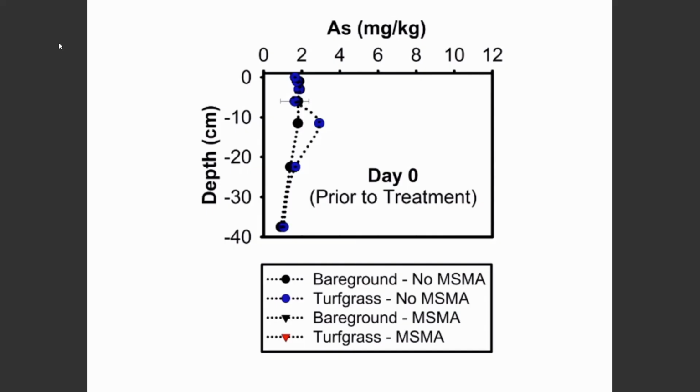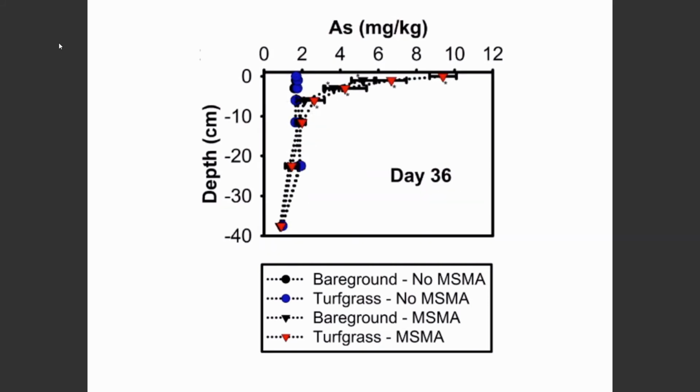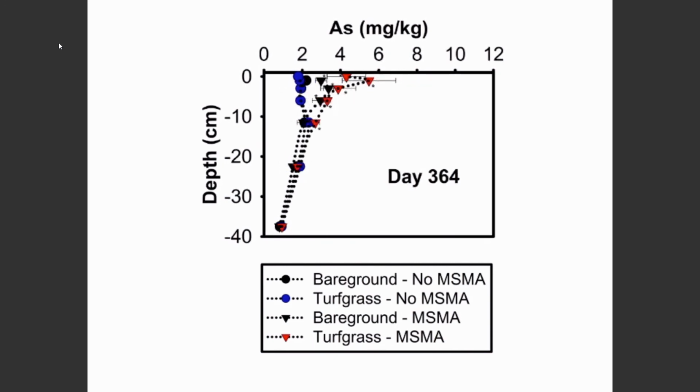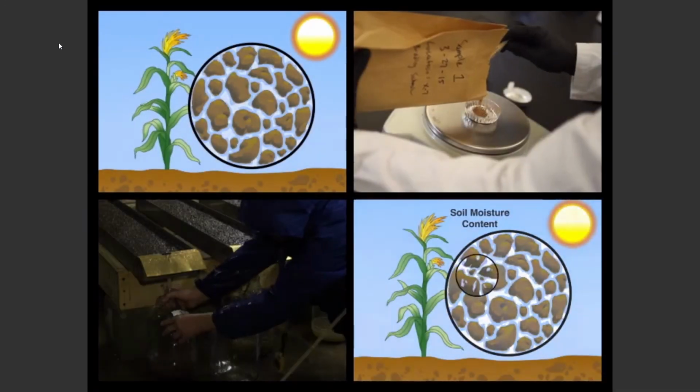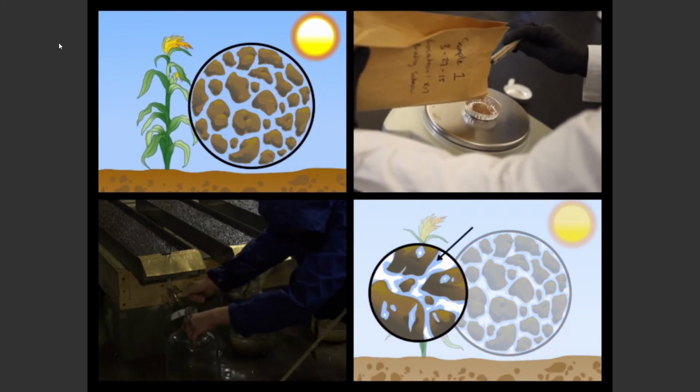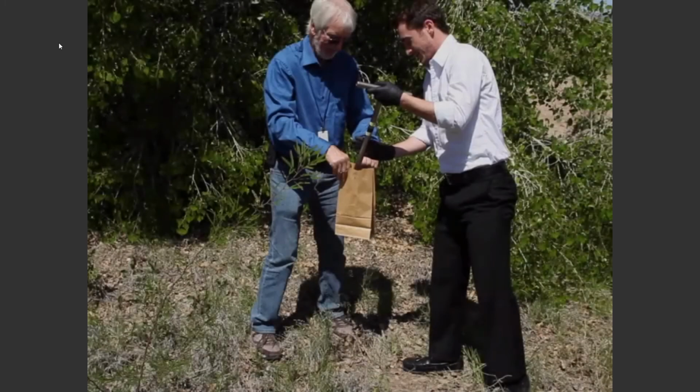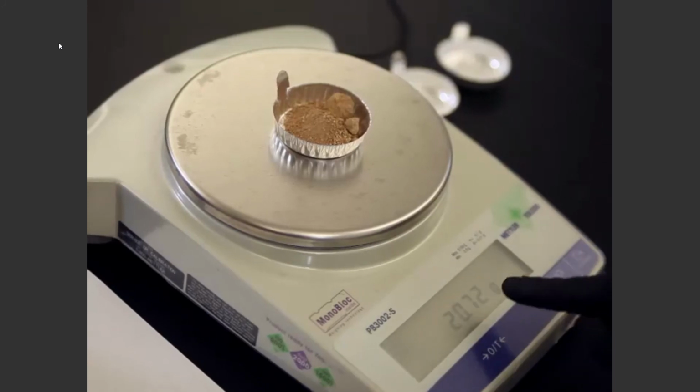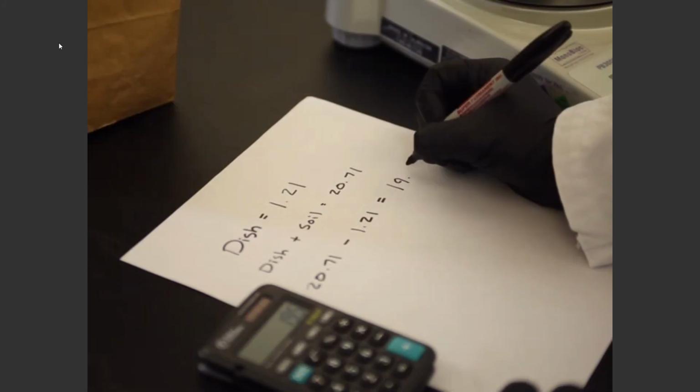The results demonstrated that the concentration of the herbicide monosodium methyl arsenate, or MSMA, was the highest in the top 2 centimeters of soil. You've just watched Jove's introduction to soil moisture content. You should now understand how to accurately measure soil moisture content in the laboratory.